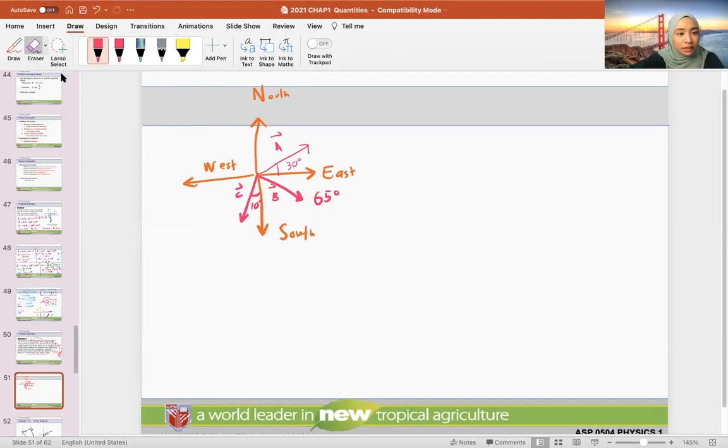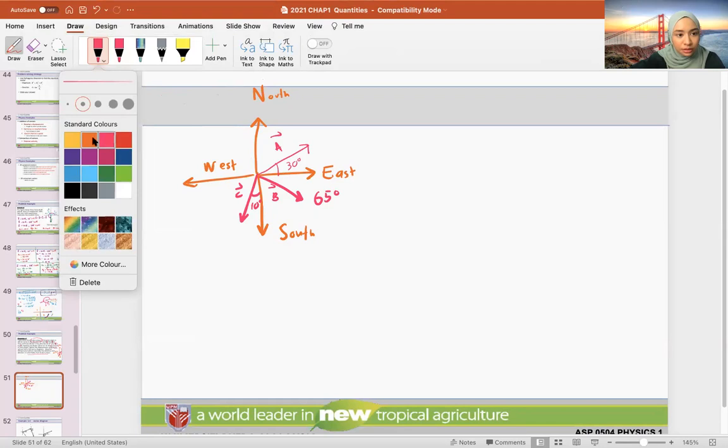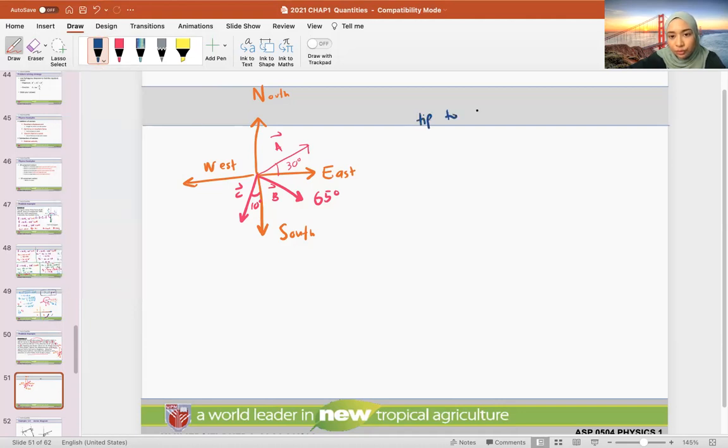So we are going to do the tip to tail method first. Let's try that, since tip to tail is easier for you to see. So we have our A, B and C. Just following the one that I sketched earlier, A is this way, then we have our B that way. Hopefully that's right. And then our C is this way. Okay, so our resultant should be from the starting point to the end.